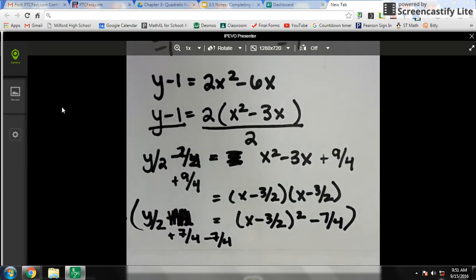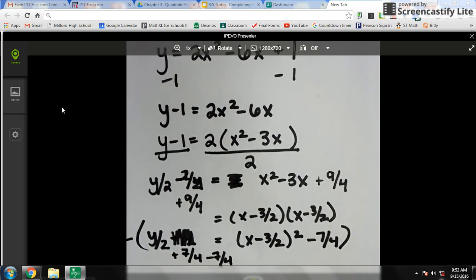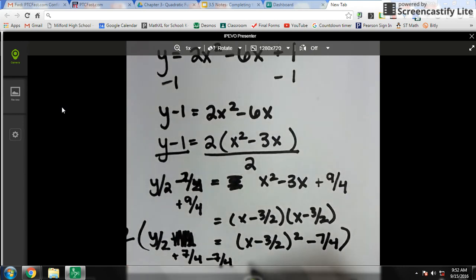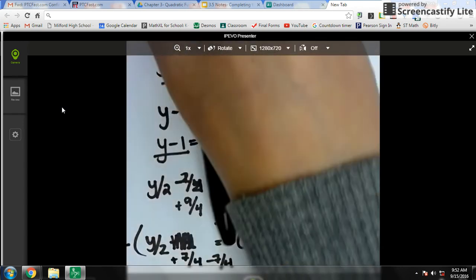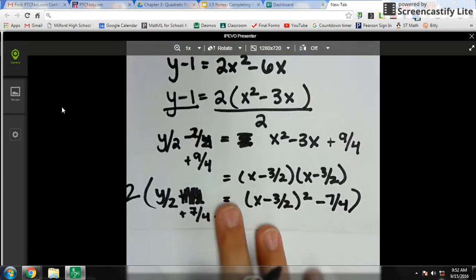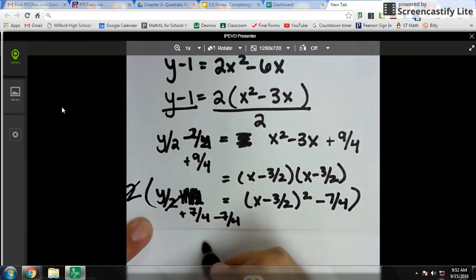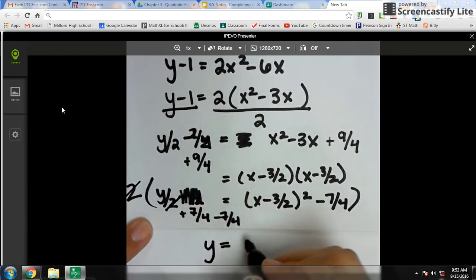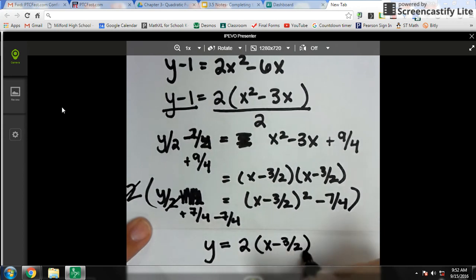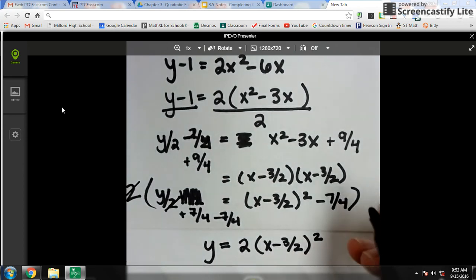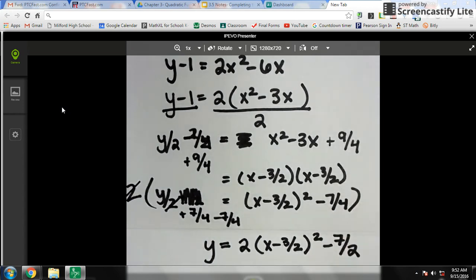So when we do that, we end up with the 2 canceling out y over 2, so we get y equals 2 times x minus 3/2 squared minus 7/4 times 2, which would be minus 7/2. And that is our final answer.